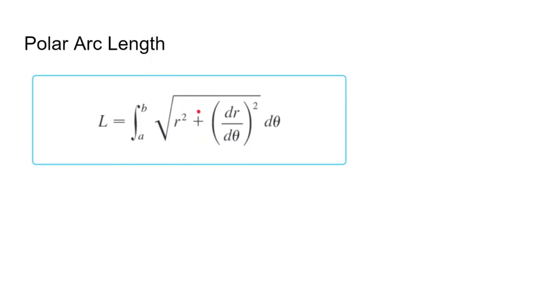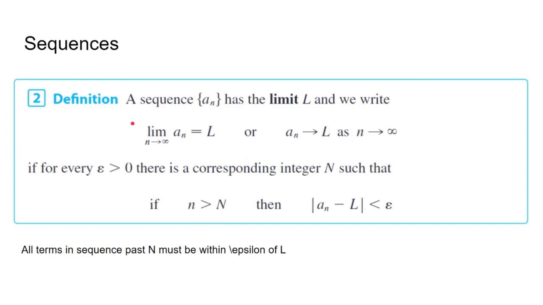And then we have polar arc length. Just another formula. These aren't so bad because you'll have like sine and cosine in them, and things will like square and turn to 1. So these are not too bad. Okay, now we get into sequences.